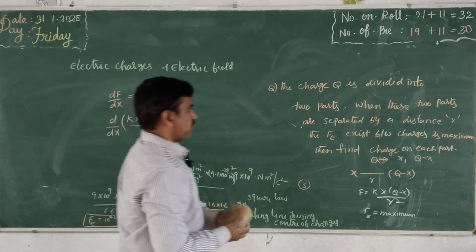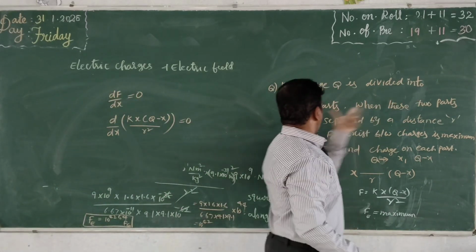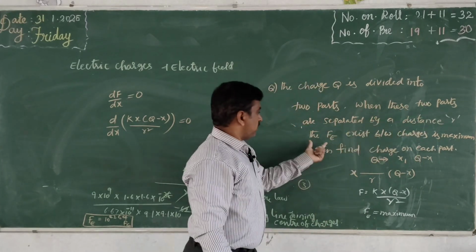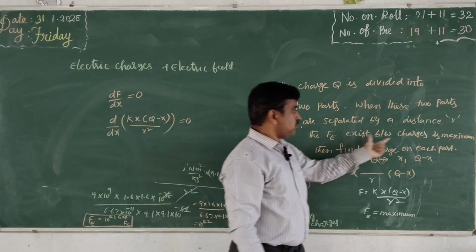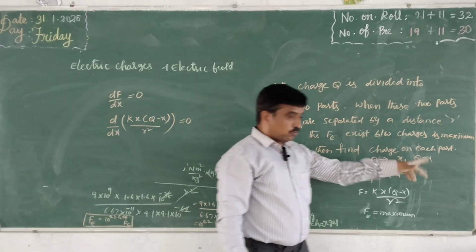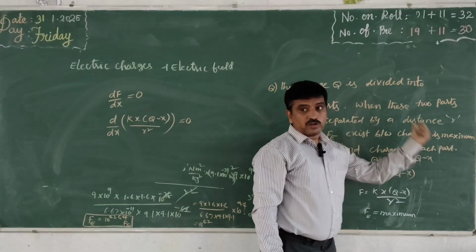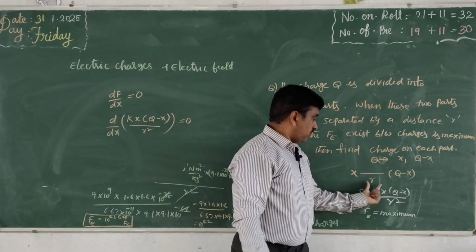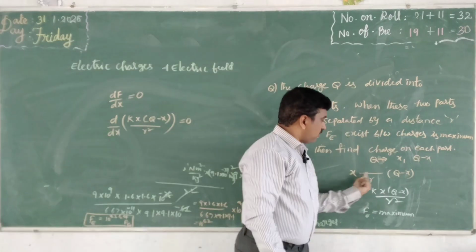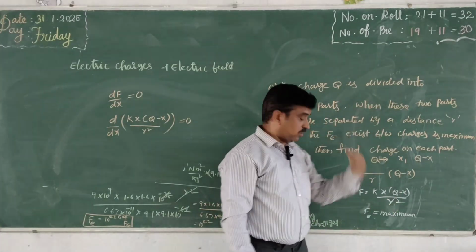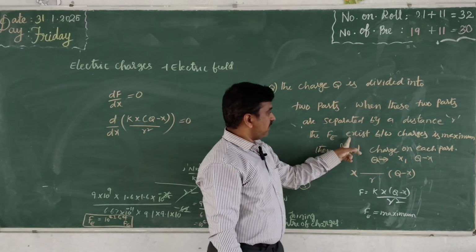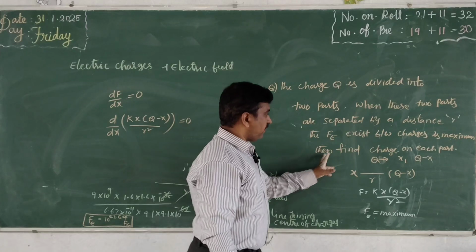See again the problem: the charge q is divided into two parts. When these two parts are separated by a distance r, the electrostatic force between the charges is maximum. Then find the charge on each part. That q is divided into two parts, one is x and the other one is q minus x. Between them the distance is r. What is the force that exists between them? k q1 q2, that is x into q minus x, by r square. This electrostatic force is maximum, that is the condition given.